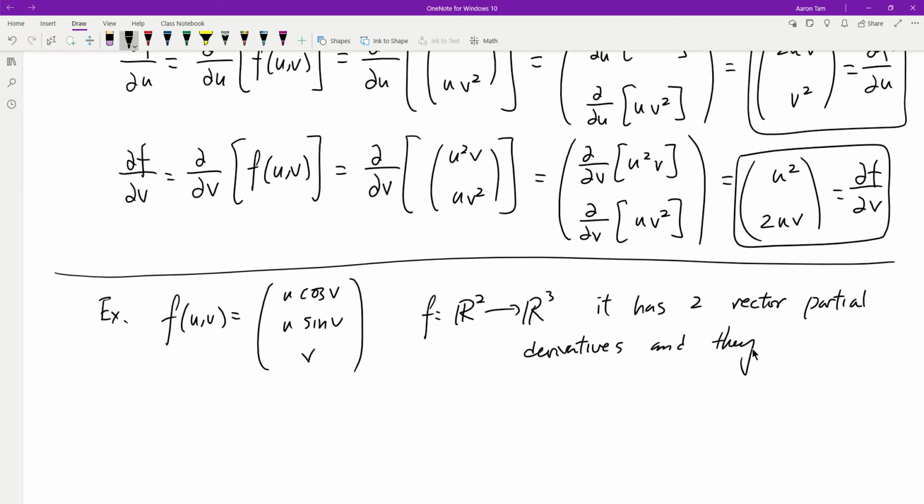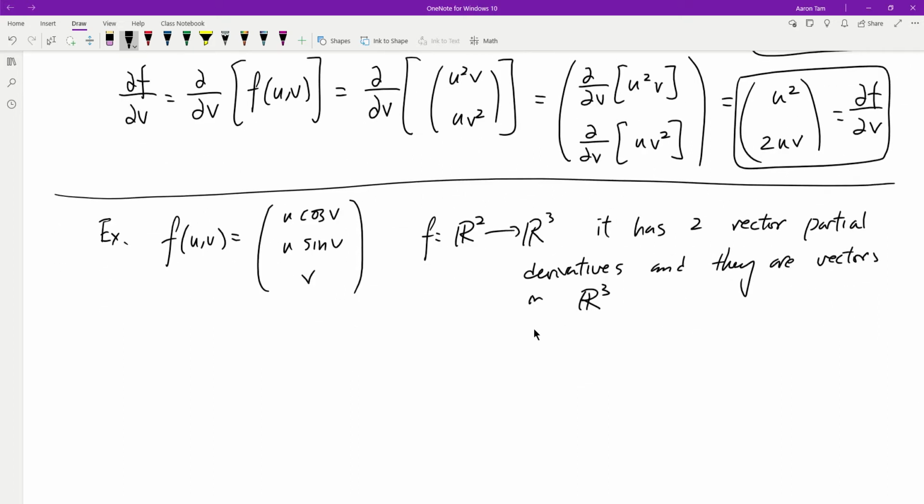And they are vectors in R3. Remember, I keep pointing out that you have to pay attention to things like this, like the dimension of the function, what's the dimension of the domain, what's the dimension of the range, because it all plays an important role in what you try to figure out. So that's the reason why you have to pay attention to it.